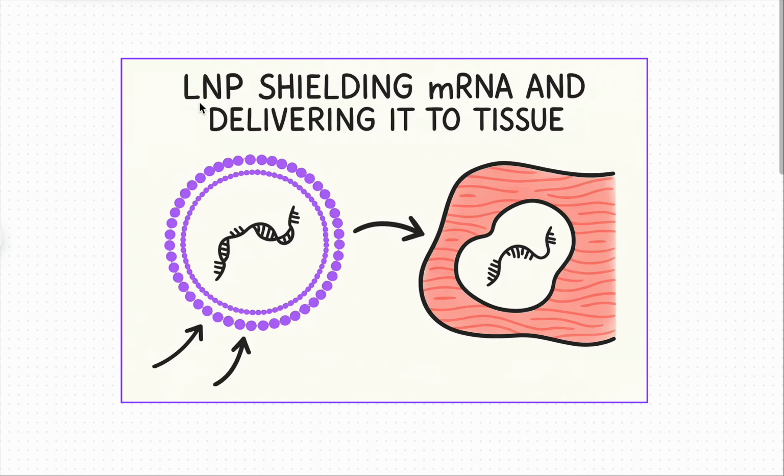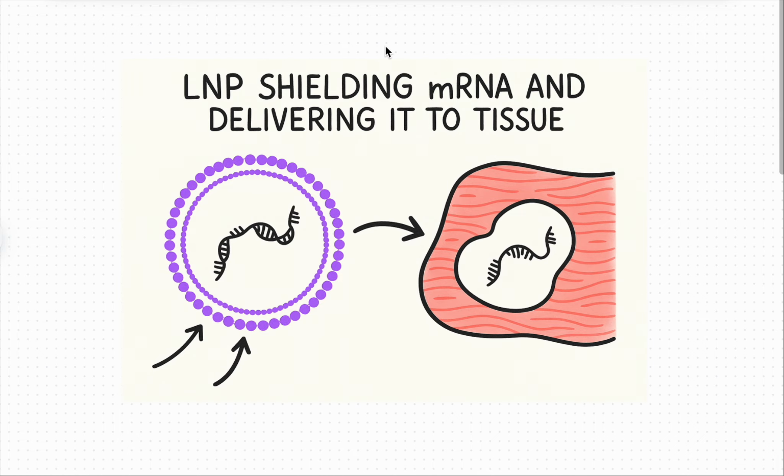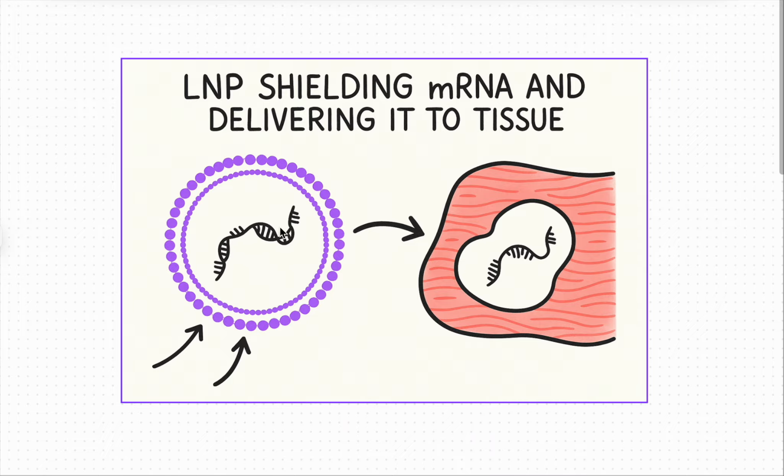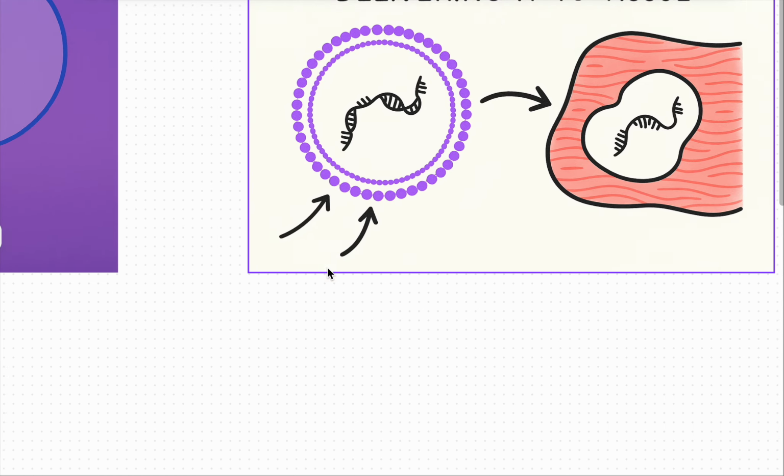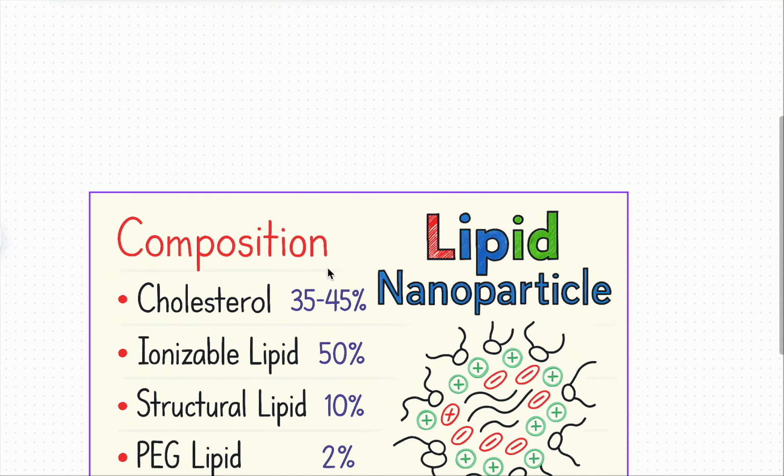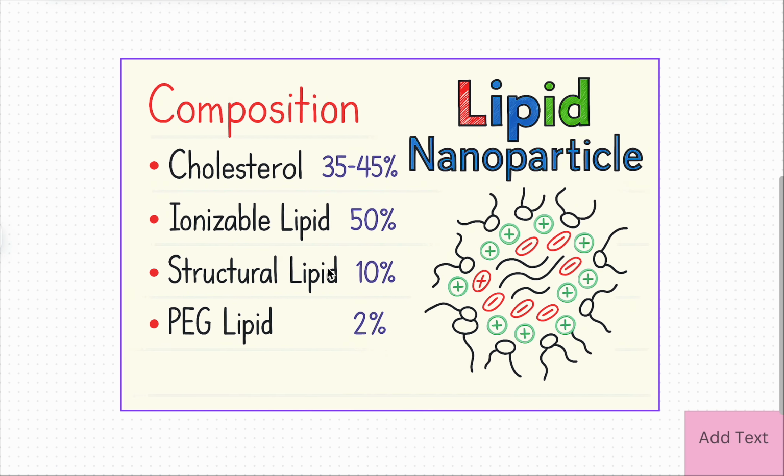So that's where we use lipid nanoparticles, where we load our nucleic acid of interest into the LNP and it delivers to the tissue of interest. And we said LNP, what is it made of? So LNP is made of four particular components: cholesterol, ionizable cationic lipid, structural lipid, and PEG lipid. What is each one?